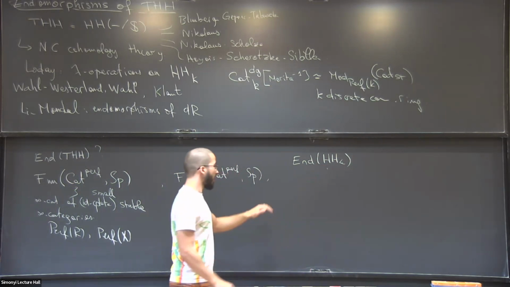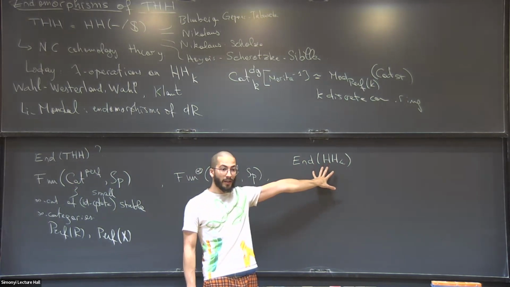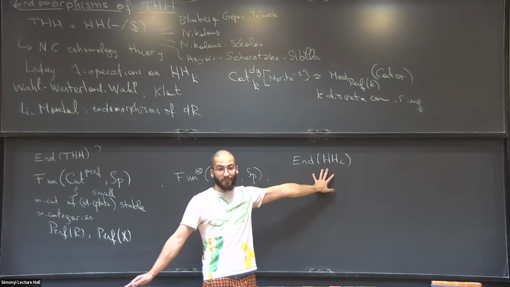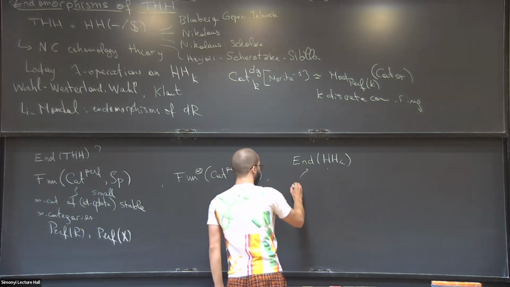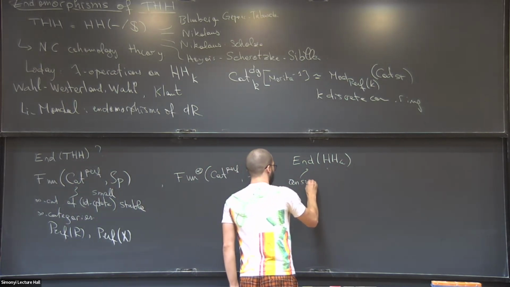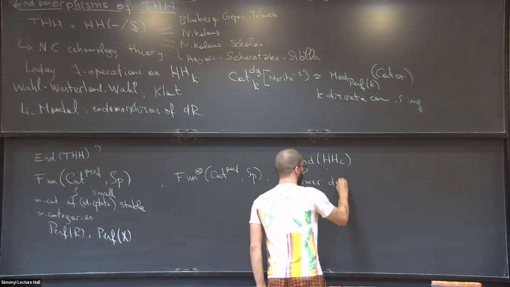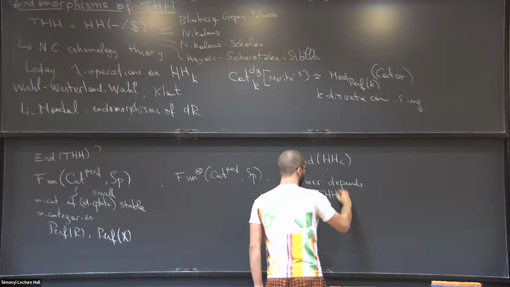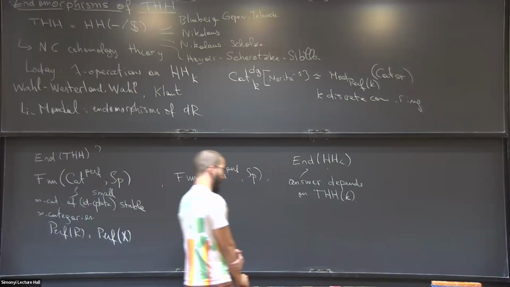But funnily enough, it turns out that even if you want to compute just the k-linear version, even for the most naive k you could think of, maybe F_p, the answer depends on THH. So the answer depends on THH in some sense. More precisely on THH. Okay.